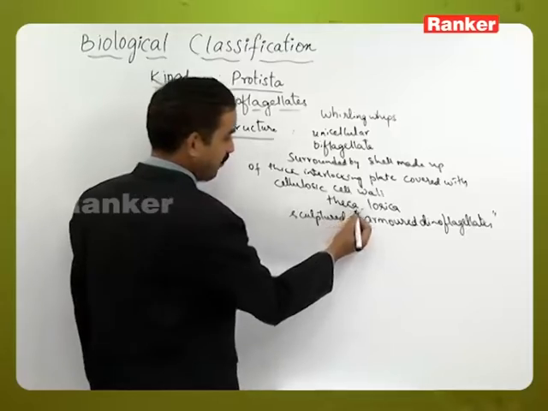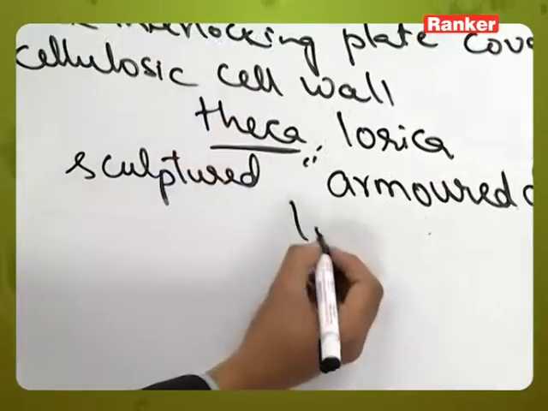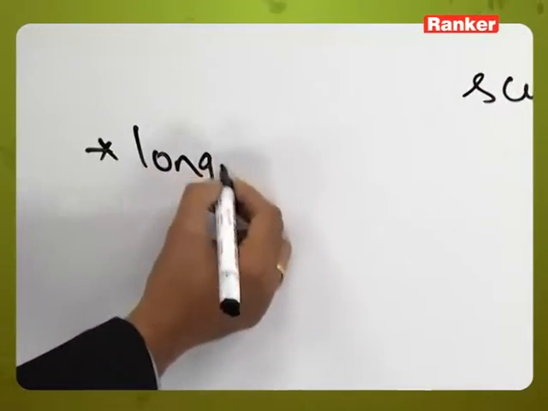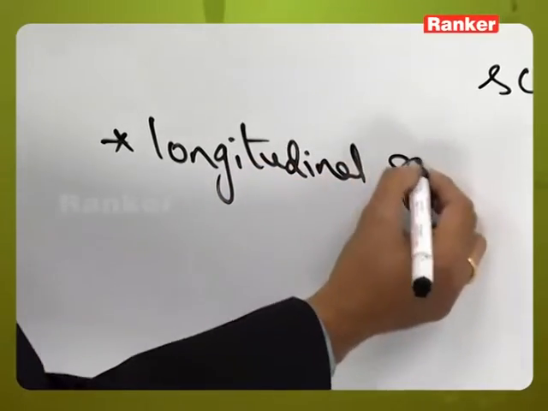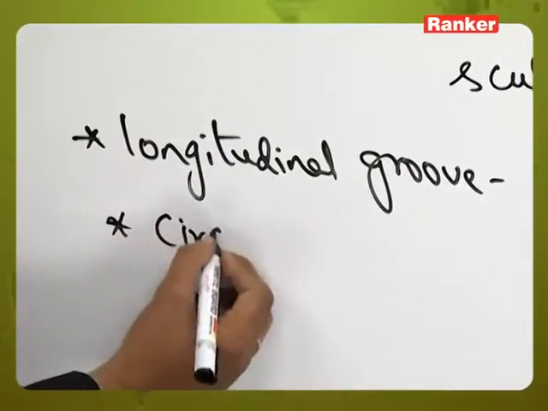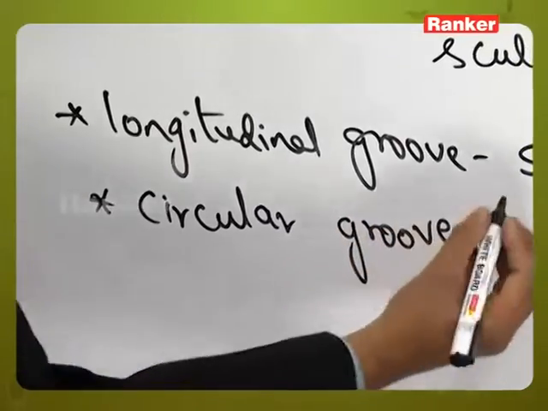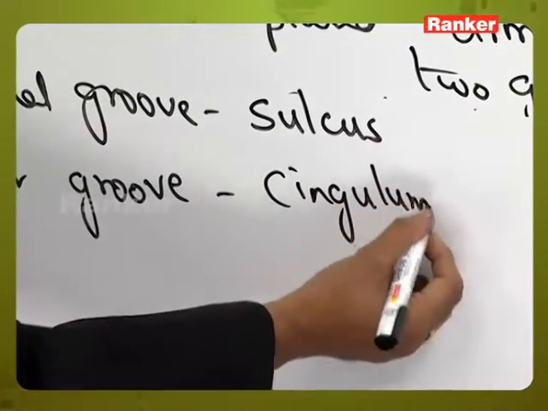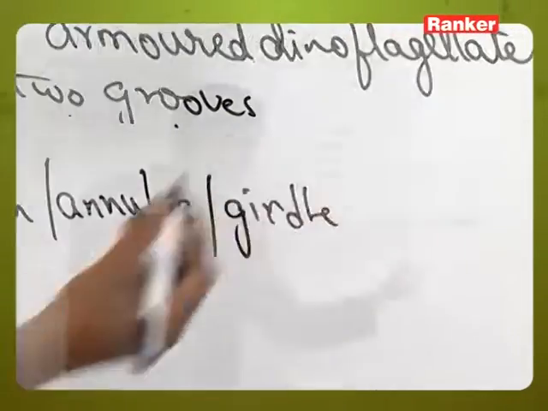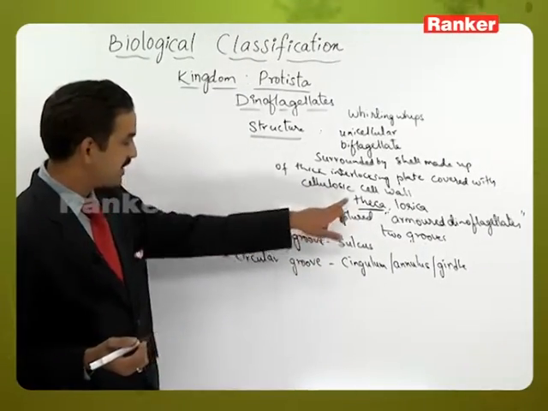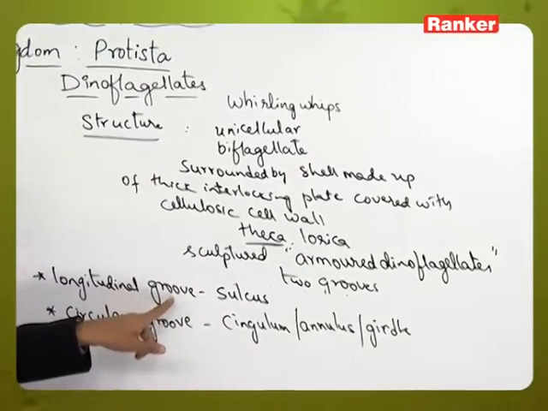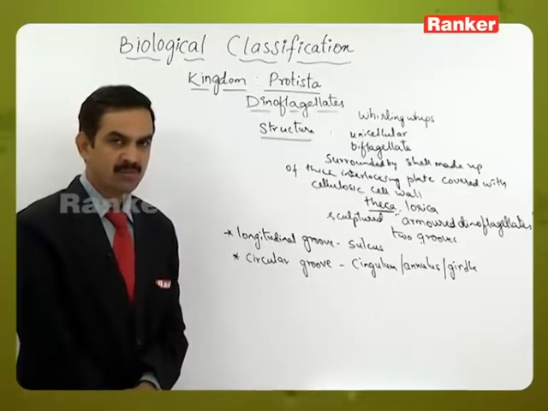Then the theca, the wall, contains two grooves. One is the longitudinal groove, which is called the sulcus, whereas the second one is a circular groove, called the cingulum or annulus or girdle. So the theca has the two types of grooves, and apart from that, they have two flagella. The two flagella arise from the groove-like structures, one from the longitudinal groove and the other from the circular groove.